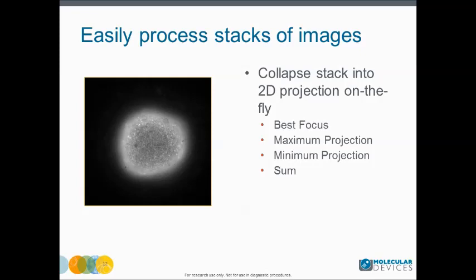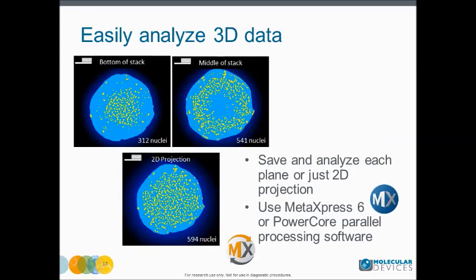The 2D projection you choose, between best focus, maximum projection, minimum projection, and sum, is generated at the time of acquisition, but if the z-planes are saved, they can also be generated from the stacks later, for example if a different 2D projection gives a better image for analysis. If you use a 2D projection to generate an image with the most in-focus area, more of the cells in the spheroid can be analyzed.